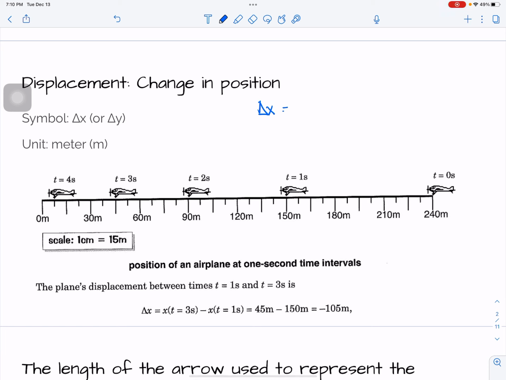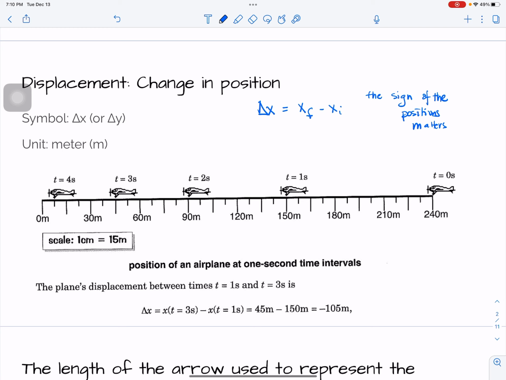And the formula for it is the final position minus the initial position, where the sign of x final makes a difference. The sign of the positions matters. The unit is typically the meter, but you could also be in centimeters or millimeters or kilometers.